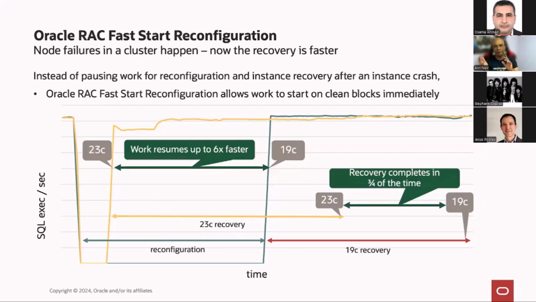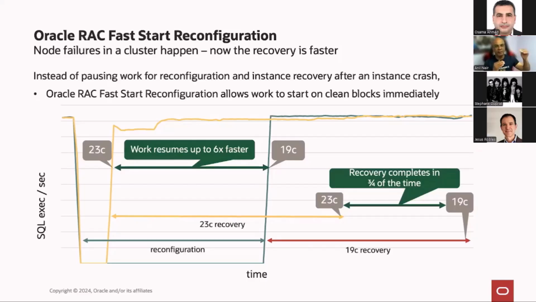So we divide the buffer cache into what we call dirty blocks, which are blocks that we know have changed, clean blocks, which we know have no change, and dubious blocks. Now we optimize the way that we work on those dirty blocks to make sure that we can mark them clean after making the changes. A lot of work has gone into this to make sure that this is about 6 times faster, and recovery completes about 3-4 times faster.